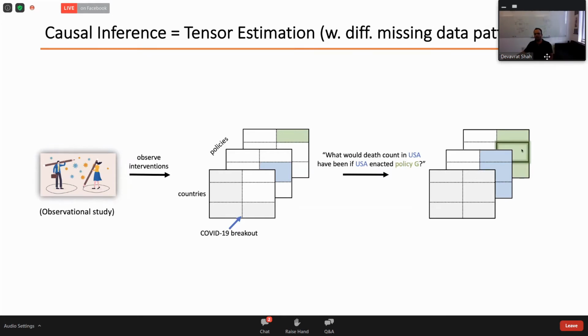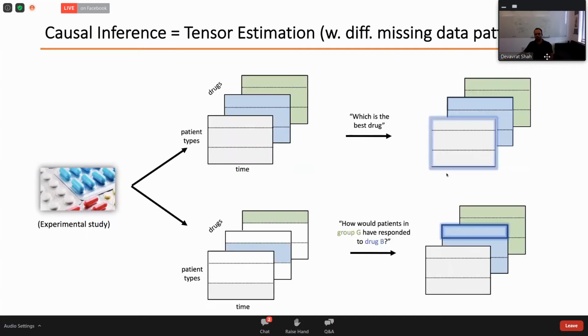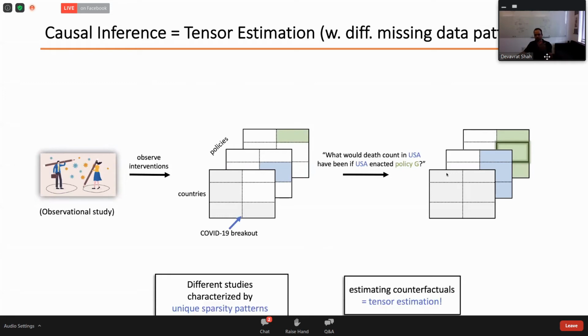Okay, and then maybe we can decide that this is the best thing to do for these countries, and this is the best thing to do for these countries, or whatnot. And this is exactly the question of causal inference with observational study, that is, what would happen to the United States under different interventions.